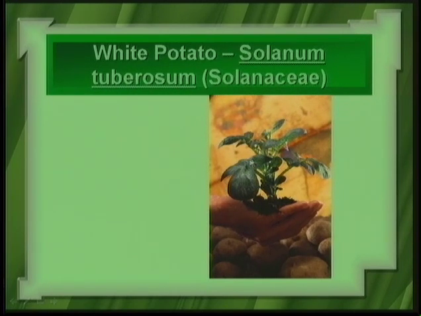Here's the little potato plant. You can see that the potato is actually a plant. These little tubers grow at the ends of underground rhizomes, which are actually storage stems. They are actually from a plant.